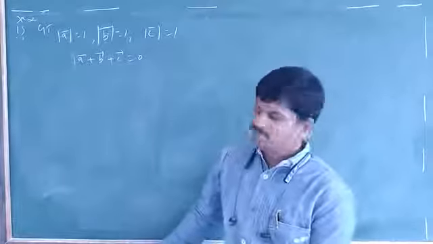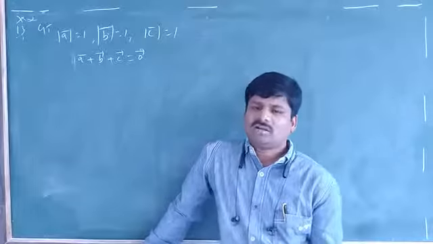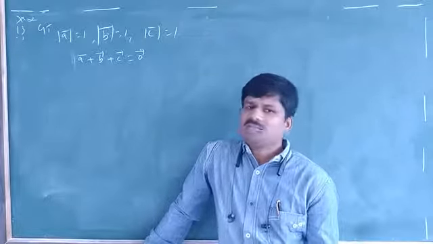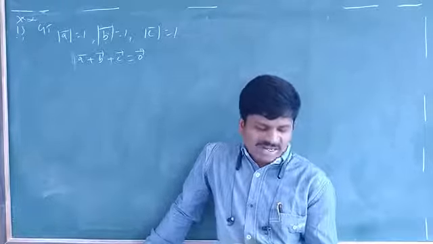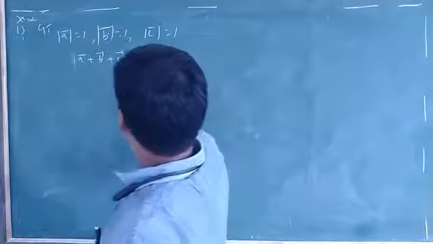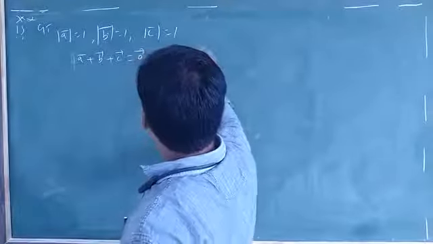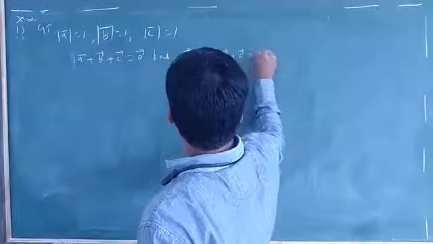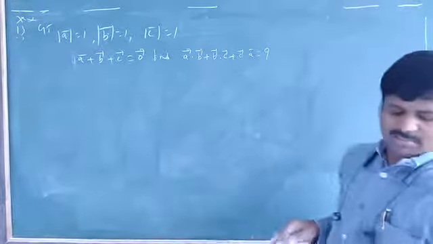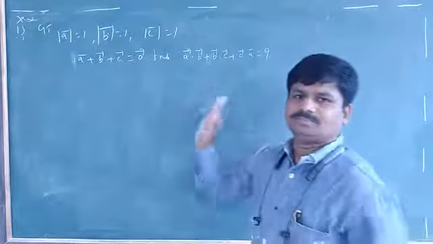A bar plus b bar plus c bar is equal to 0 bar. That means the sum of the three vectors is equal to the null vector, 0 bar. Then find the value of a bar dot b bar plus b bar dot c bar plus c bar dot a bar. This value is asked.